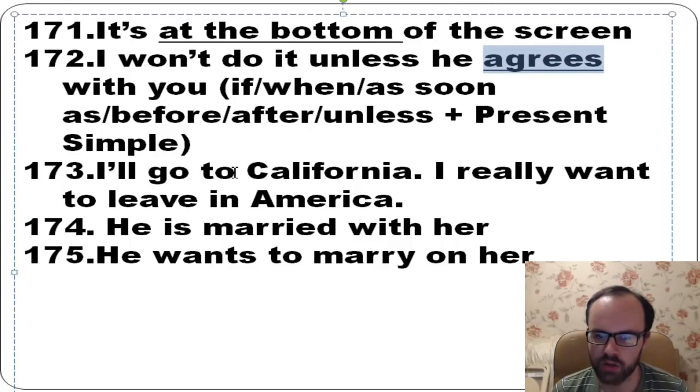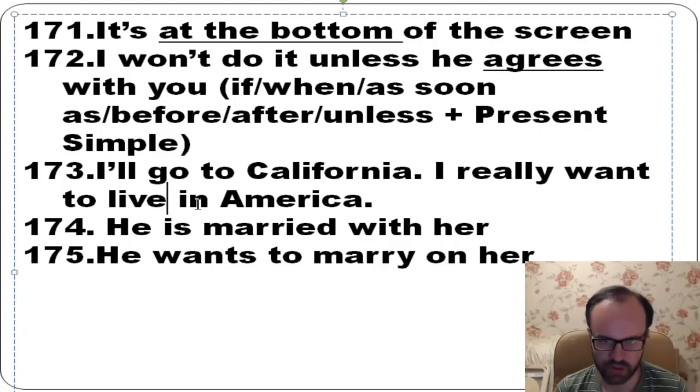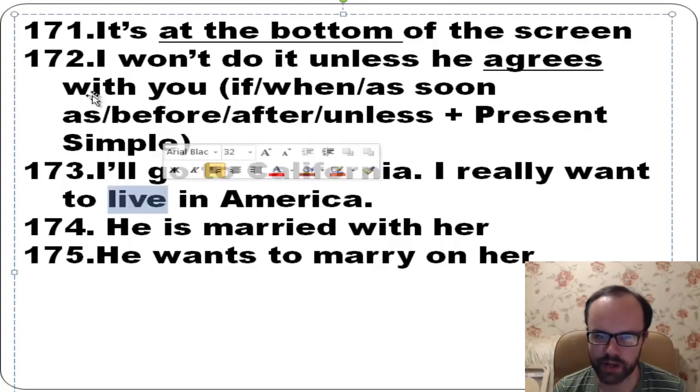Well, I'll go to California. I really want to leave in America. If you hear it, maybe it's good, but look at the spelling. I'll go to California. I really want to live, not leave, live. Leave is a long sound, but live is a short sound. I really want to live in America.